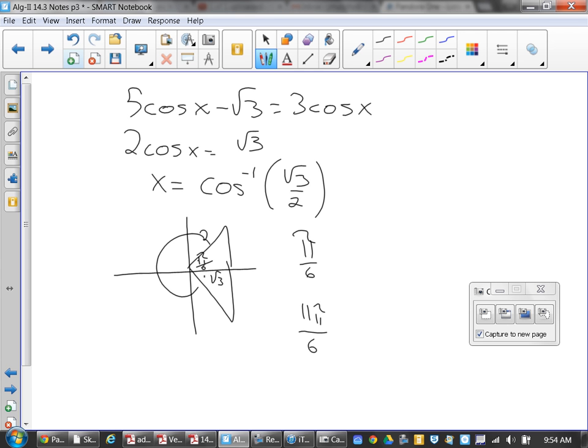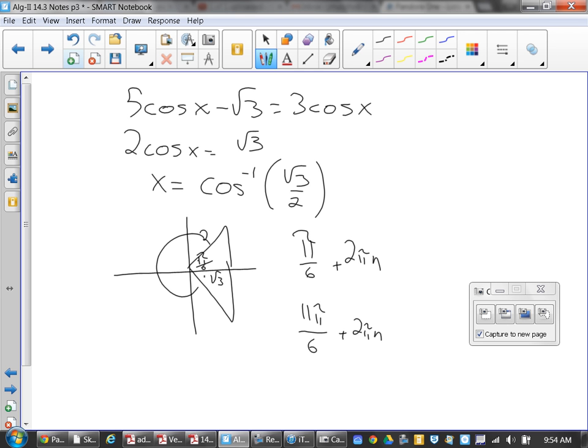Are those two angles equidistant apart from one another? No. So therefore, your general solution is going to be what? Pi over 6 plus 2 pi n. This is when you tack on your 2 pi n. Does it matter which one you use?